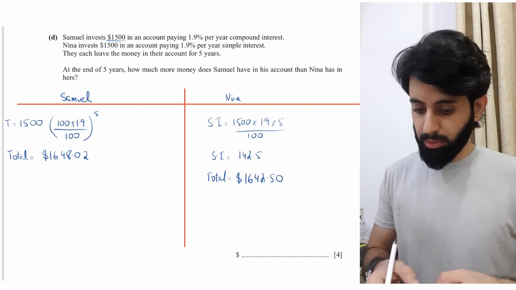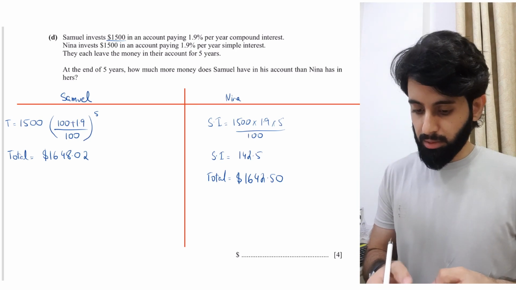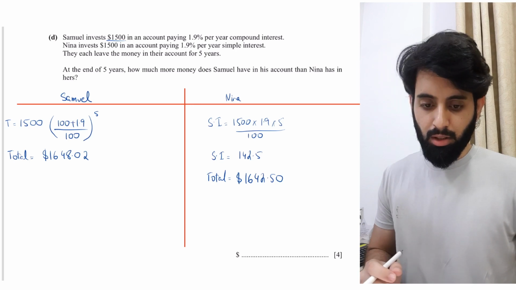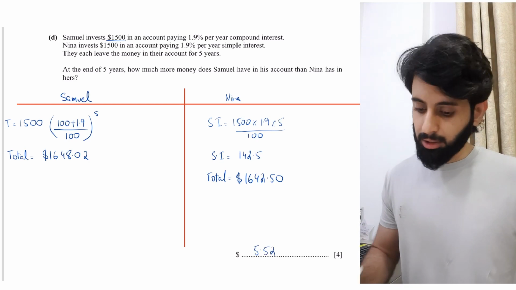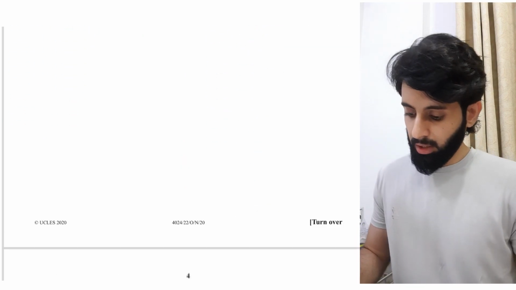So here's what I'm going to do. The amount of money that Samuel has, which is 1,648.02 minus my last answer. So that gives me 5.52. So there you go. That's the correct answer. 4 marks in the bag. So that was question number 1.